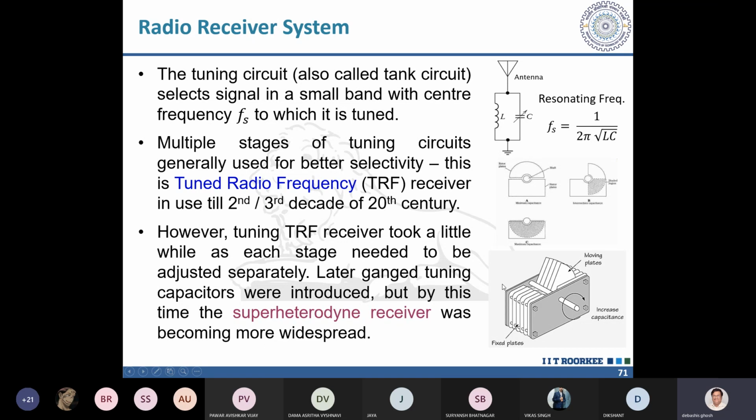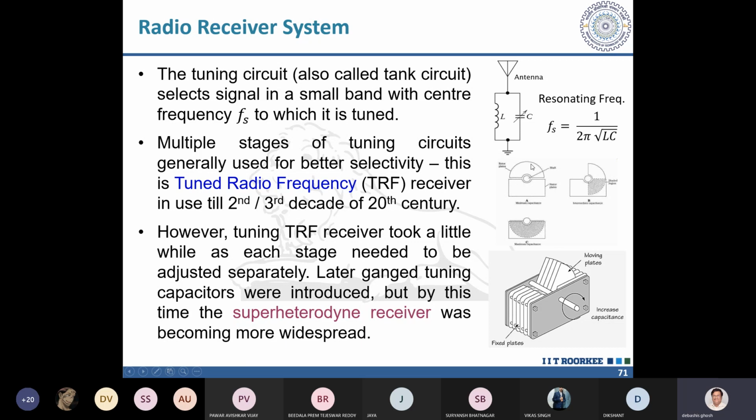This came into existence afterwards, where multiple capacitors like that are ganged together on a common tuning shaft. This is a common tuning shaft. So when you turn this one, the capacitors of all the tuning stages will be accordingly adjusted. All of them will be adjusted all at a time.